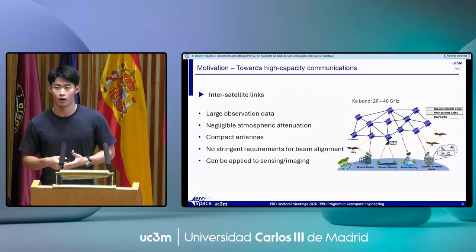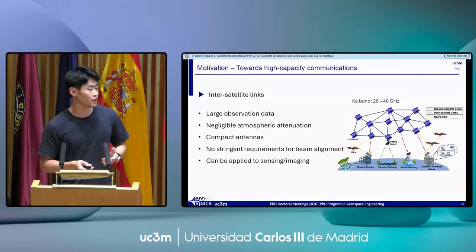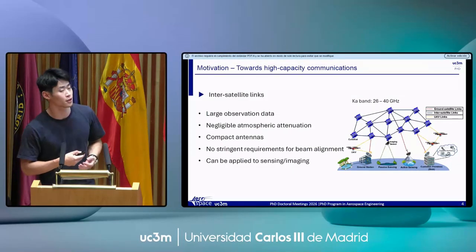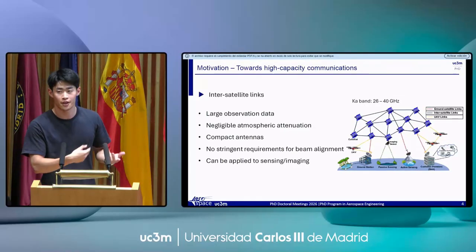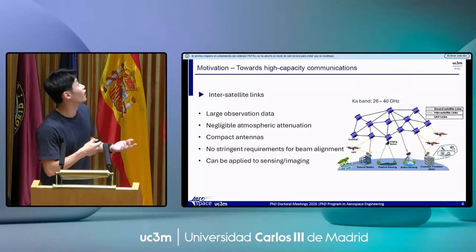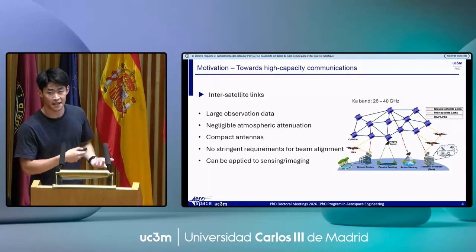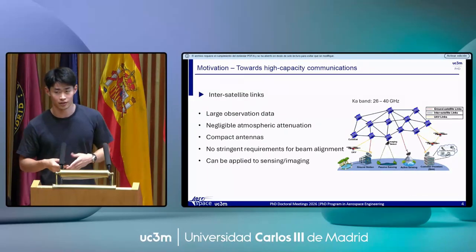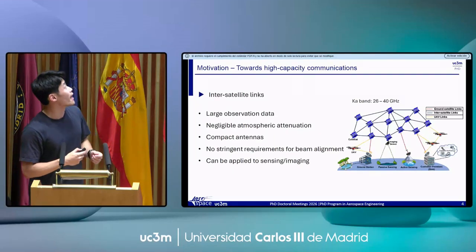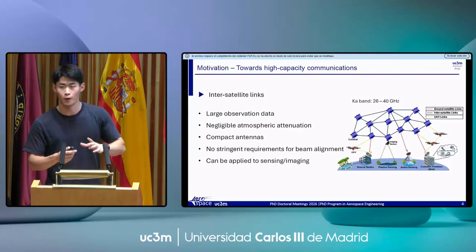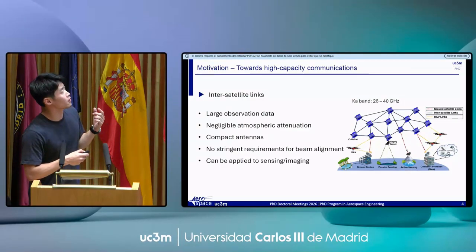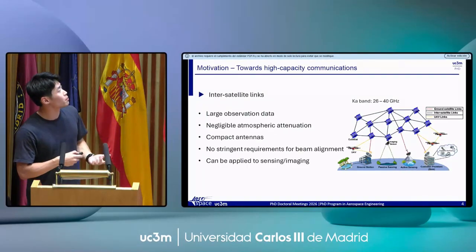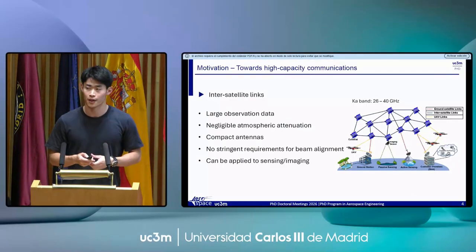High-frequency signals are attractive to satellite communications, especially for inter-satellite links. Currently, the Ka band from 26 to 40 gigahertz is being used. These high-frequency bands are attractive because they transmit and receive large observation data, which requires high-capacity communications. The atmospheric attenuation is almost negligible in space, and antennas are more compact because of the shorter wavelengths. Also, the beam alignment is not as strict compared to optical communications. It can also be applied to sensing and imaging, which is beneficial for space technologies.